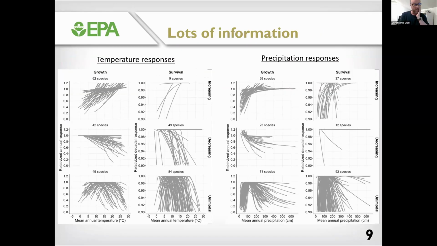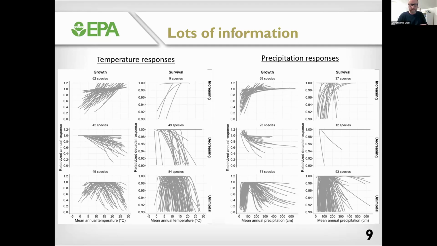So here's all the curves. There's a 1 slide splash of all the relationships just to show you the richness of information here. The temperature responses are on the left, the precipitation responses are on the right, with growth and survival inside of those. And then they're grouped. The top row is whether it's an increase in relationship. The middle row is whether it's a decrease in relationship, and the bottom row is a unimodal relationship.